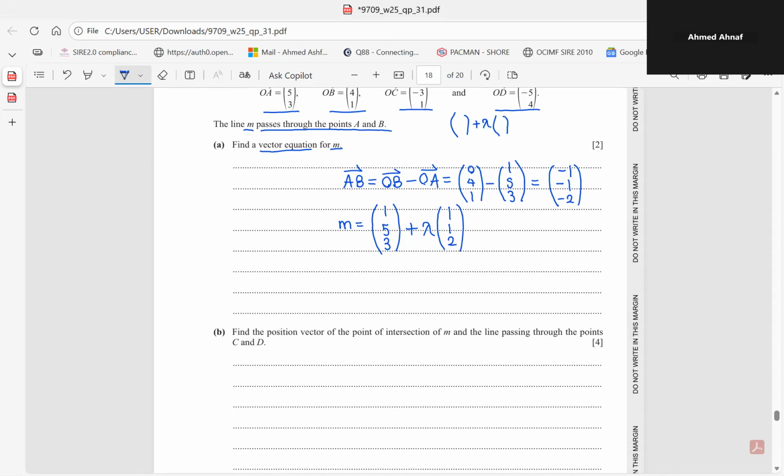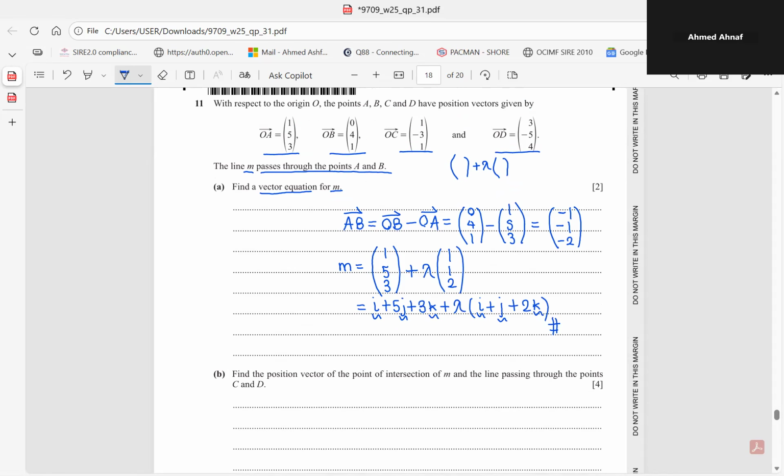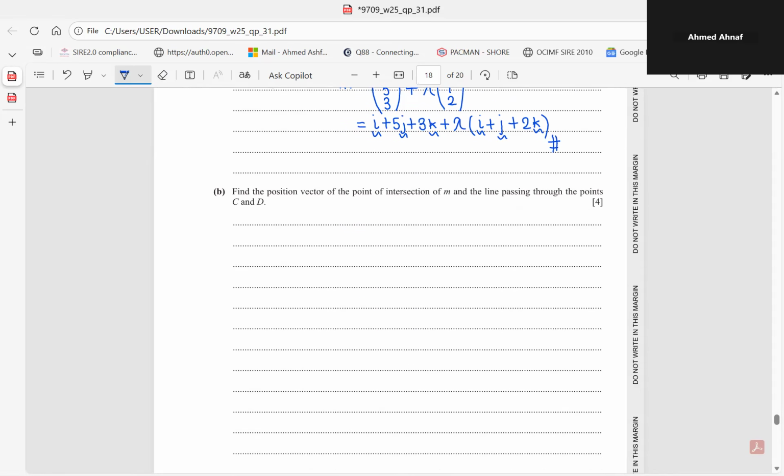That's what I chose. And just to be safe, also express it in the IJK format. So in this case, it will be I plus 5J plus 3K plus lambda of 1I plus 1J plus 2K. Yeah, so this would be a final answer for the first part. Let's head on to the second part.